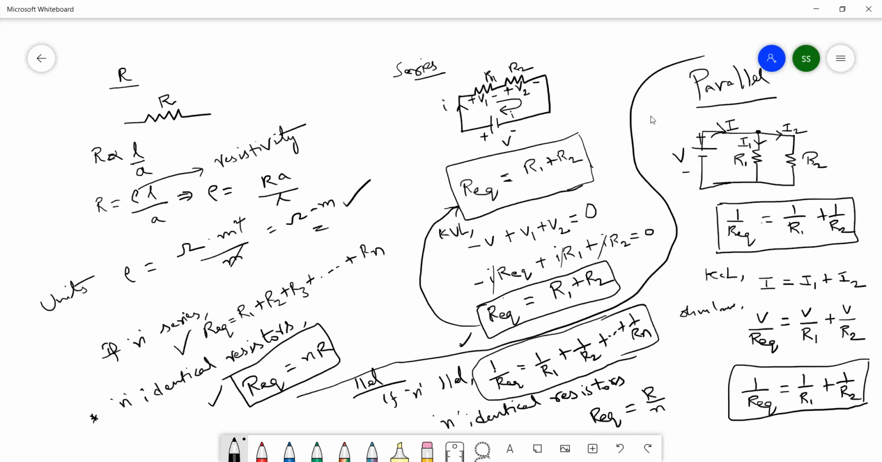Okay, note it down. Once it is finished, we will go for inductor.